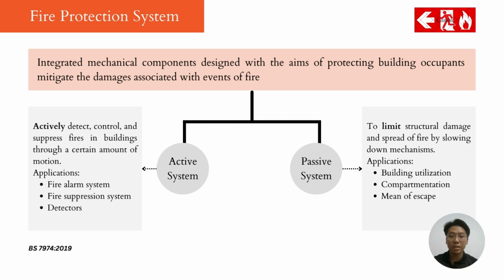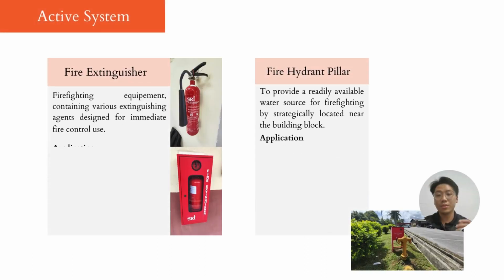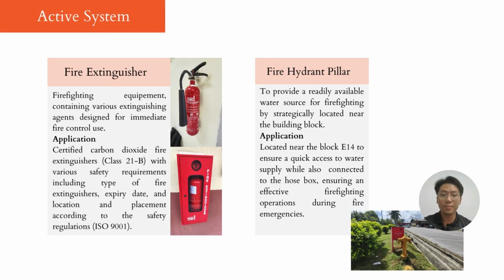While a passive fire protection system typically functions to limit structural damage and spread of fire by slowing down mechanisms in different aspects like building utilization, compartmentation, and means of escape. For the active system outside, which is building E14, it is expected that the block of building for both indoor and outdoor space is well equipped with carbon dioxide fire extinguishers, which are class B for fires involving flammable or combustible liquids and gases. These CO2 extinguishers are particularly effective for class B fire as they can significantly displace the oxygen amount and interrupt the combustion process, leaving no residue.